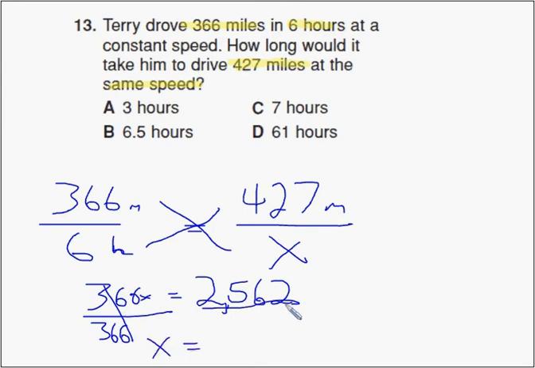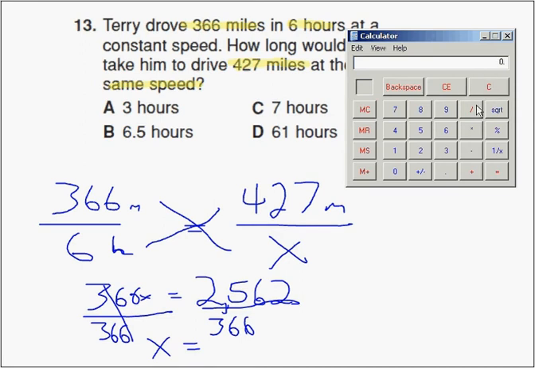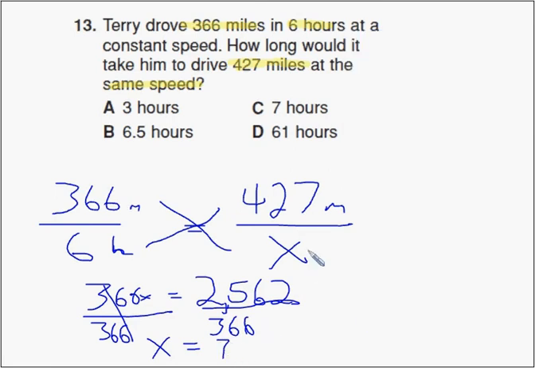So I divide this side by 366. Rather than have you watch me, we know how to do it. It takes a while. So 2,562 divided by 366 is 7. So it's going to be 7 hours. And let's see, does that make sense? So 366 miles in 6 hours and 427 miles, 7 hours. It's a little bit further.